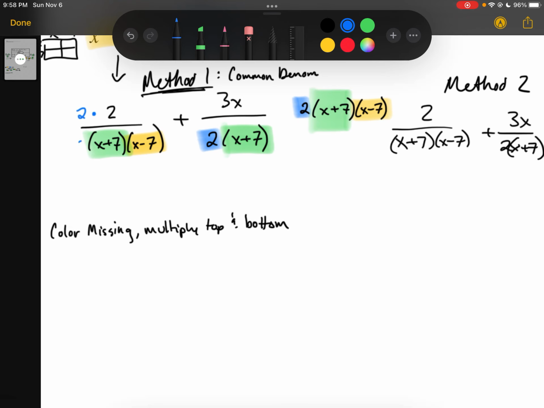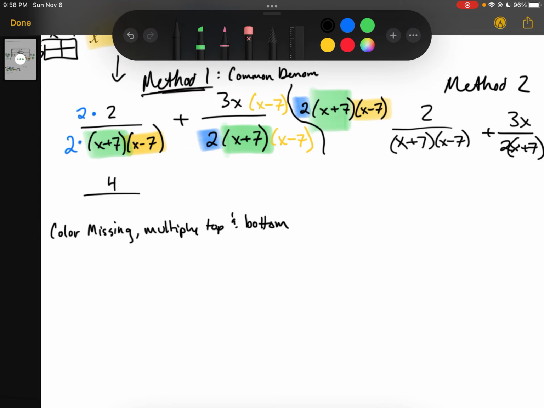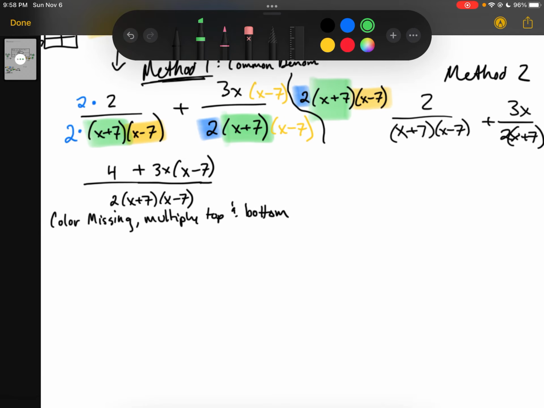So in this case, our first term is missing blue, so we're going to multiply the top and the bottom by blue. And our second term is missing yellow, so we're going to multiply the top and the bottom by yellow. And when we do this, it's going to give us a common denominator. So by simplifying here, 2 times 2 gets us 4. And then we have our common denominator here of 2 times x plus 7 times x minus 7, and then plus 3x times x minus 7.